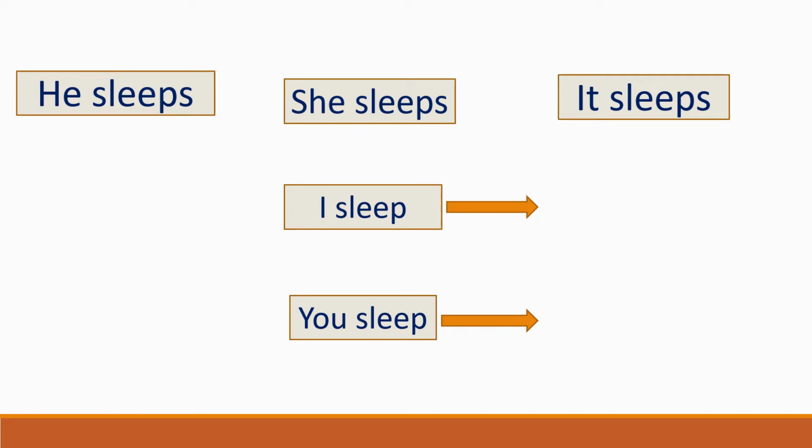Now student, let's say this one. He sleeps, she sleeps, it sleeps. Here he, she, it is a pronoun, and he, she and it are singular. That's why we have used s with the verb. Now, I sleep, you sleep. Here we have not added s or es to the verb. We have written it as it is because I and you are special words. Have you understood, student?